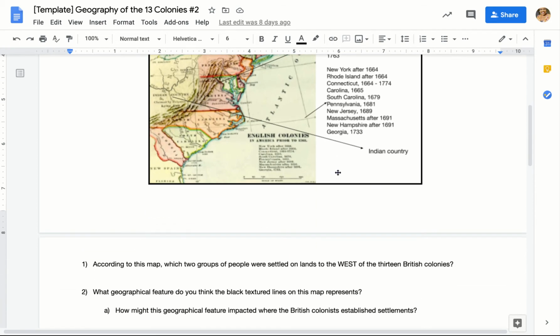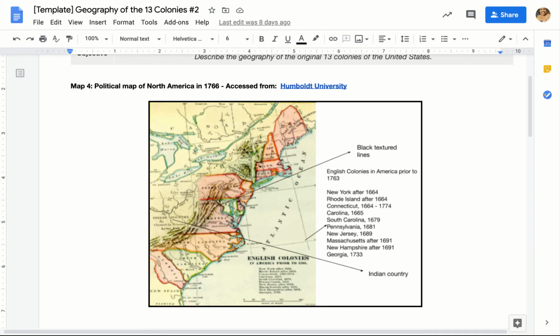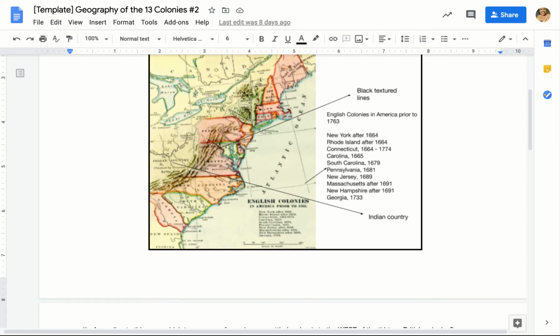So the question is asking which groups were settled on the lands to the west of the 13 British colonies. The British colonies are here along the Atlantic coast on the eastern seaboard. And it's asking who is here, basically. So really you have one group identified. The other group is actually listed on the map. So you're just going to have to take a bit of a closer look to identify those 2 groups.